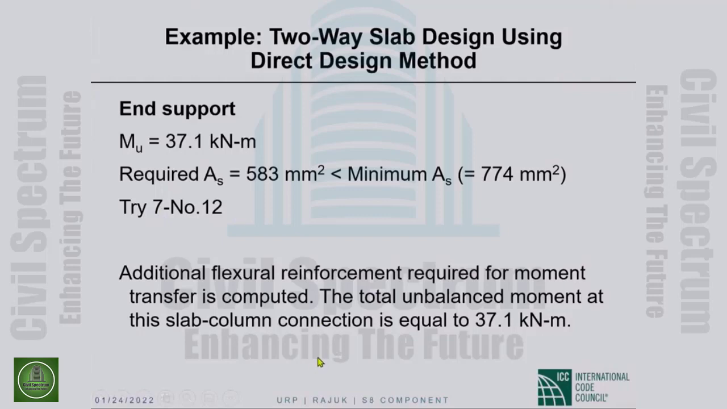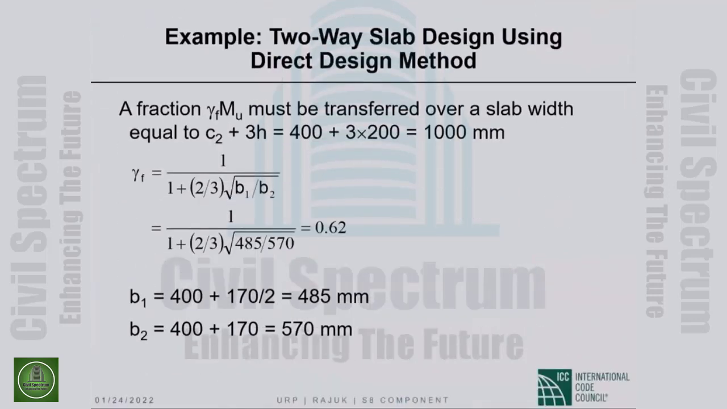Additional flexural reinforcement required for moment transfer is computed. The total unbalanced moment. So the bending moment itself requires 7 number 12. Now the unbalanced moment is 37.1 kilonewton meters. The whole thing has to go from the slab to the column. How much of it is transferred by flexure? How much by shear? We calculate that 62% goes by flexure.